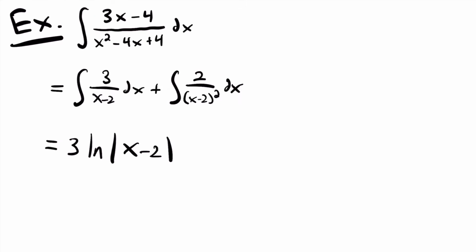Now for this integral, it's going to be a little bit different. We can't use the log rule of integration here because we have x minus 2 squared, but we can use the power rule of integration with u substitution. So if we set u equal to that factor of x minus 2, then du dx is equal to 1, because the derivative of x is 1 and the derivative of negative 2 is 0. So du is equal to dx.